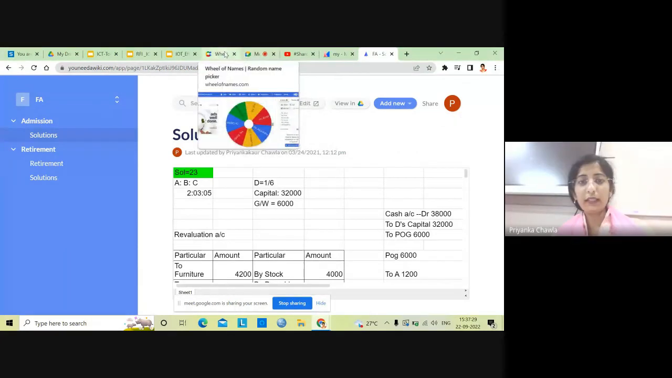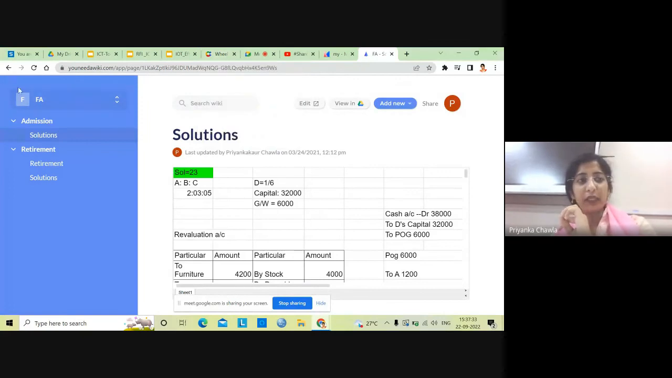Once you click on that link now, the three bars will appear. You have to click on the top left corner, three bars will appear, and then click on that three bar. Automatically, this section you can see.